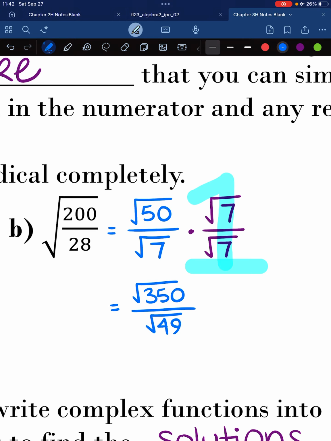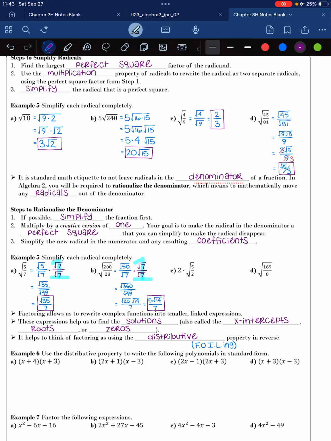Which I can simplify both of those, right? So I know 25 goes into the square root of 350, and it is 25 times 14. Okay, and then I can go ahead and simplify that square root of 25. 5 square root of 14 over 7. And we are rationalized, or I suppose our denominator is rationalized at this point.